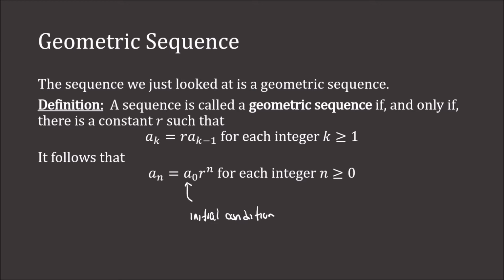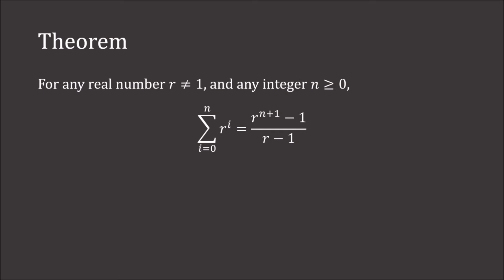So let's prove a useful property of geometric sequences, specifically if we sum up terms of a geometric sequence. So for any real number r that is not equal to 1, and any integer n that is greater than or equal to 0, the sum from i equals 0 to n of r to the i is equal to r to the n plus 1 minus 1 all over r minus 1. We will prove this using induction.